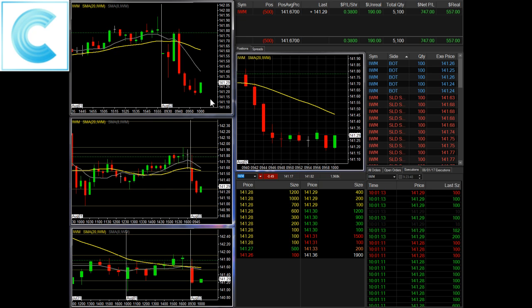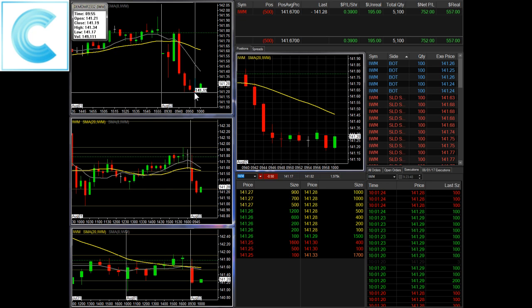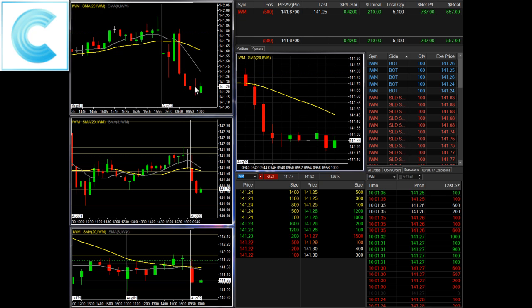If we have a little bit more downside move, trend traders may want to consider moving their stop to right above this bar here. This bar here is 141.34, so a stop to 141.37 would be ideal, which would be roughly around this range here. That way you protect your profits.